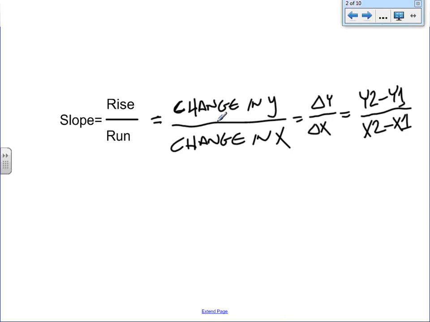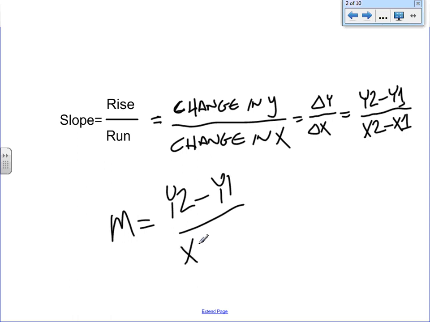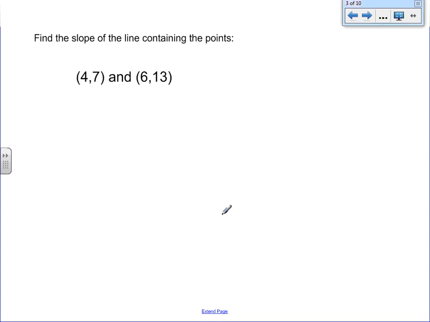That's how it works. Change in y over change in x, which is delta y over delta x, y2 minus y1 over x2 minus x1. That's what slope is. Okay, that's the definition of slope. Slope, y2 minus y1 over x2 minus x1. And I know we did this in class today, so it should be a no-brainer, but let's run through just to be sure that we've got it.